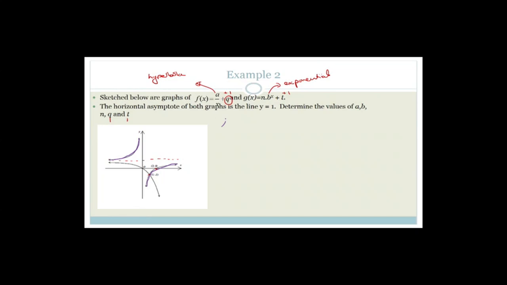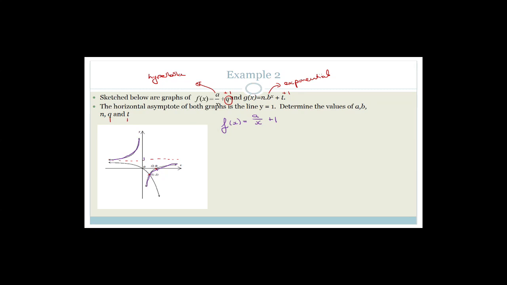So far we've got an equation f of x is equal to a over x plus 1, because we know it's been moved up by 1 by the simple reason that it cuts the x-axis and the fact that they tell us that there's a horizontal asymptote at y equals 1. Okay, so now we need to find the rest of the equation. We need to find a.